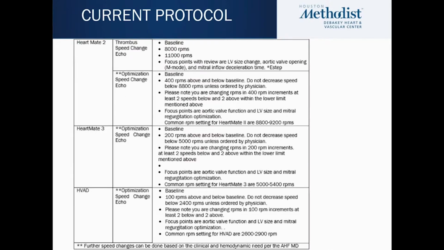So in terms of looking specifically at devices, at our institution, if there's a HeartMate 2 device, usually the baseline speed is around 8,000 RPMs. The maximum is 11,000 RPMs, and we start by doing increments of 400. And then we look at the parameters at each of these speeds. If it's a HeartMate 3, we do 200 increments, and if it's an HVAD, we do 100 or 80 increments. And if the heart failure physician is available at the bedside or in the cath lab doing a concomitant right heart cath and an echo, then the increment in the speed can be at the user's discretion.